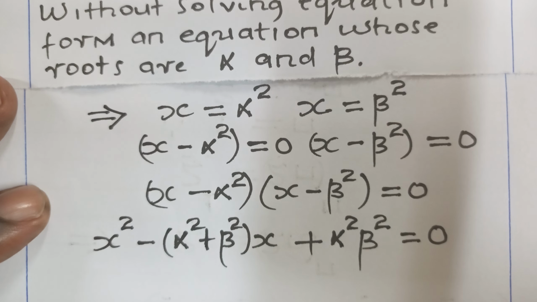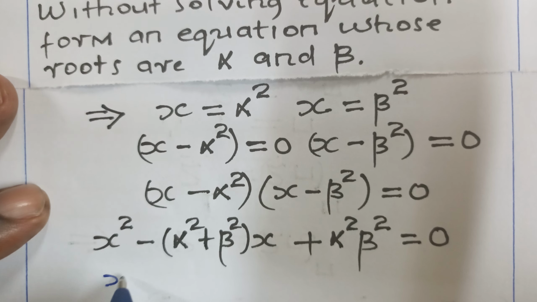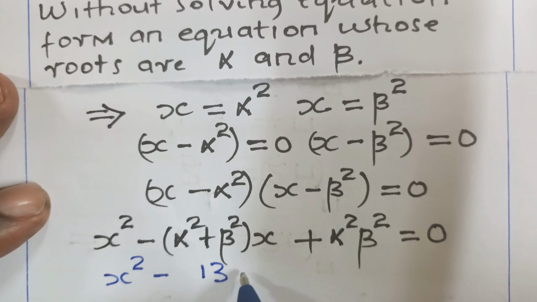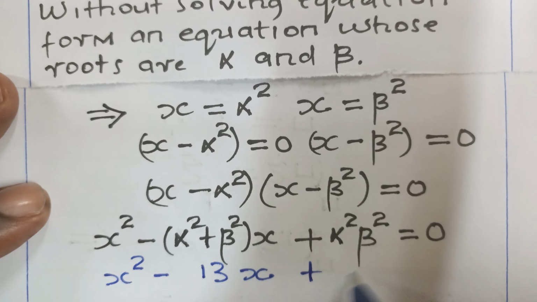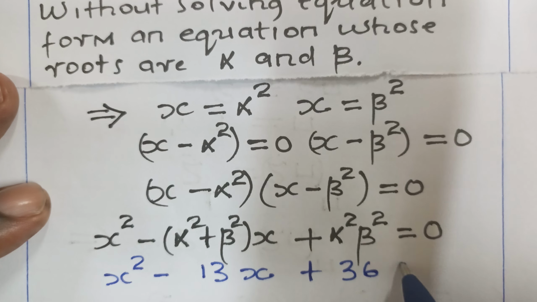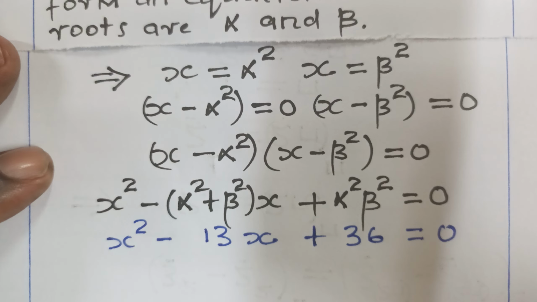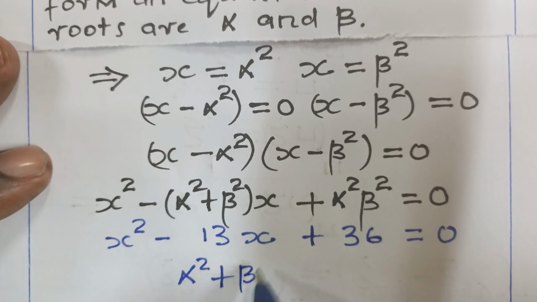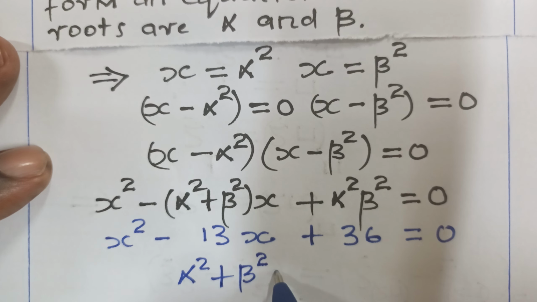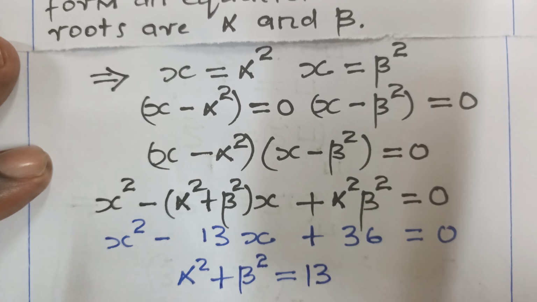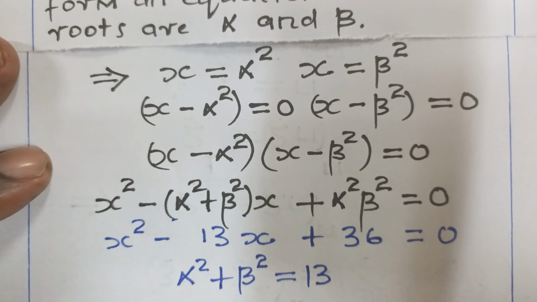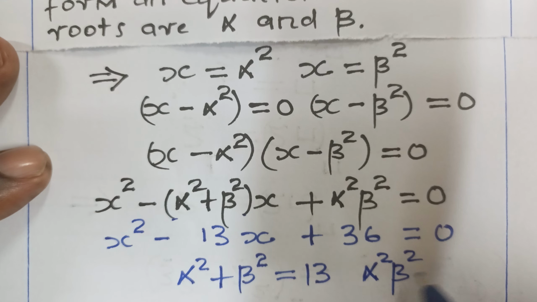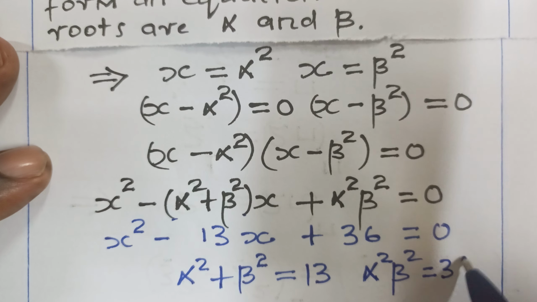And now comparing with our equation, which is x squared minus 13x plus 36 equals 0, it shows that alpha squared plus beta squared is equal to 13. That is, this term and this term are equal. And for this, we have alpha squared beta squared equals 36.